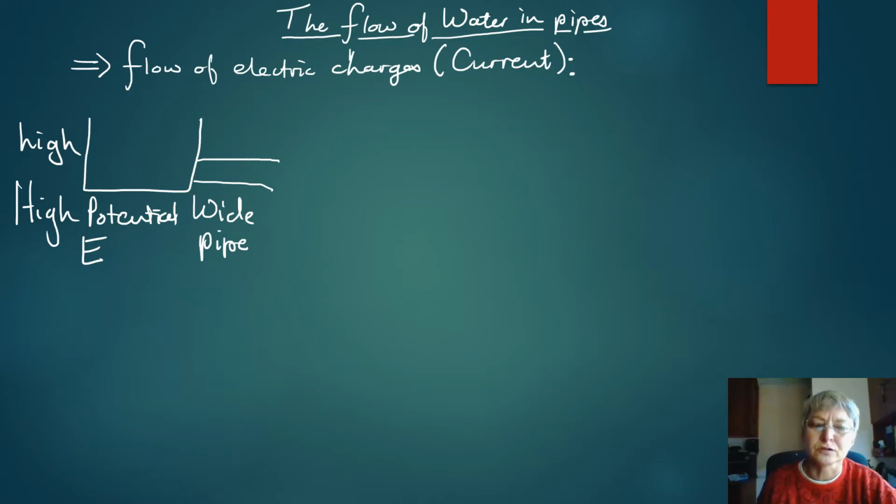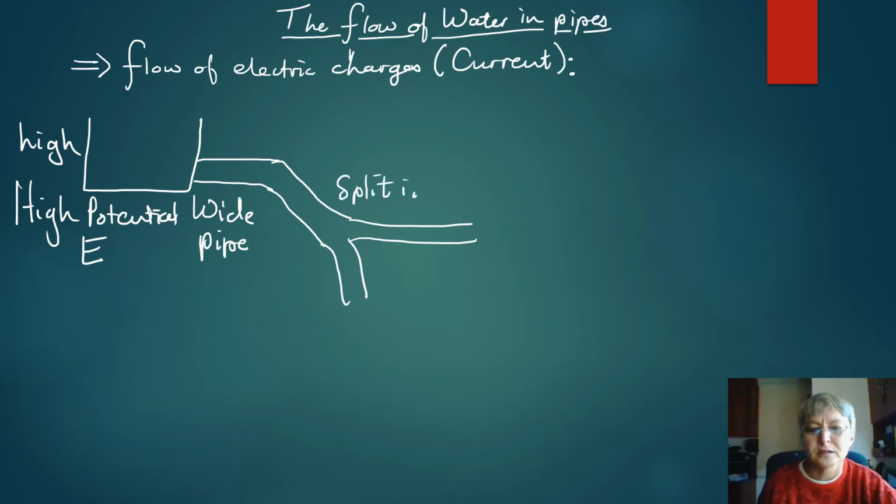As you need to supply different houses with water, the pipes that are used are forked. So there's a split in the pipes. So the current has more than one path to flow.